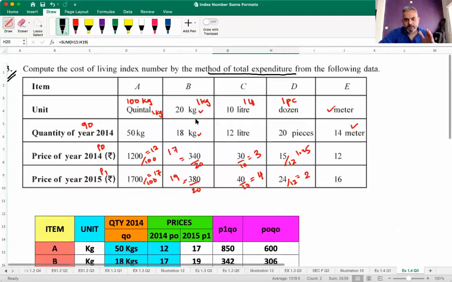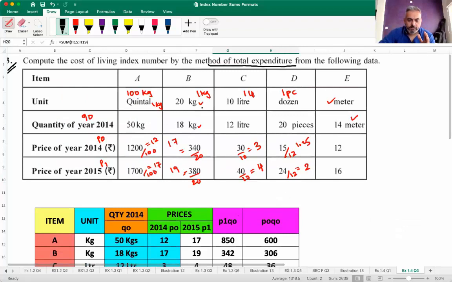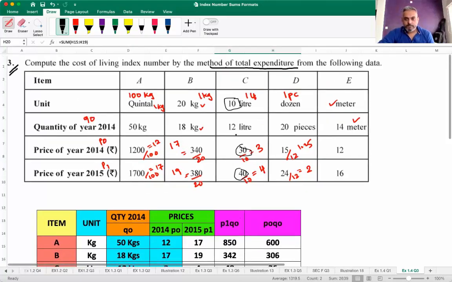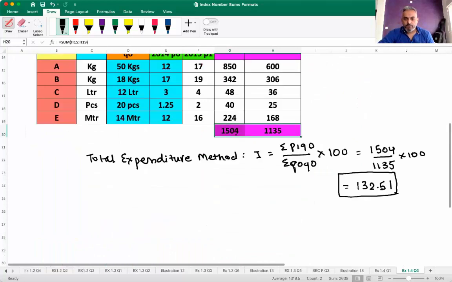Now in this sum, the typical part is this conversion. So be careful, here the unit is 20 kg, 10 liter. So here you have to convert it for dozen and piece. That you will know immediately, but here it is not given 1 liter, it is given 10 liter. So this price is of this quantity, 10 liter. So we convert into 1 liter. I hope you understood this.